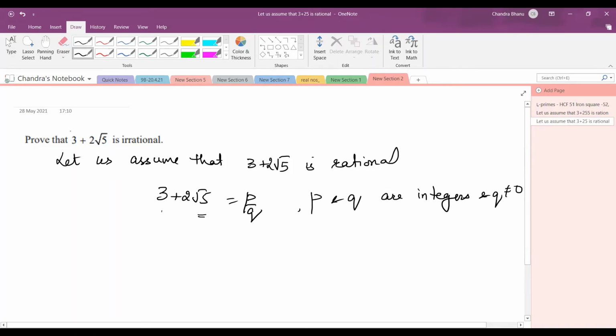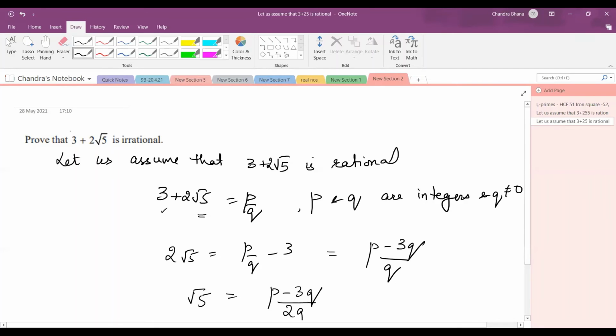So, firstly, 3 is going to move from here. So, 2 root 5 is equal to p by q minus 3. So, this will be p minus 3q upon q. Now 2 is going to go that side. Here it is in multiplication, there it is going to go in division. So it will be p minus 3q upon 2q.